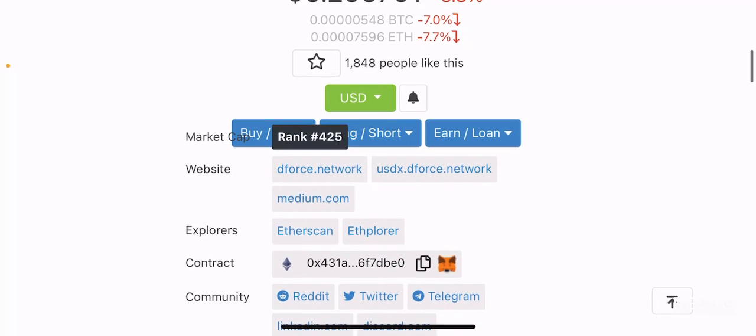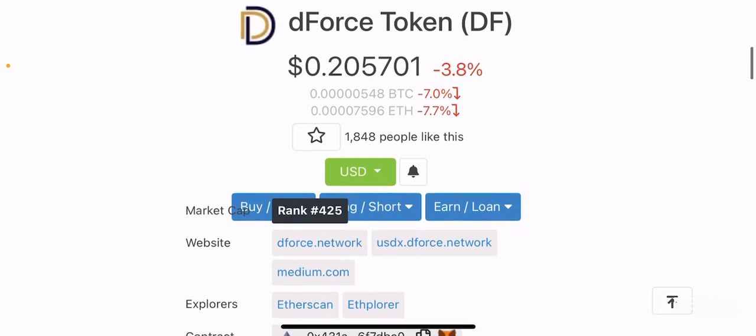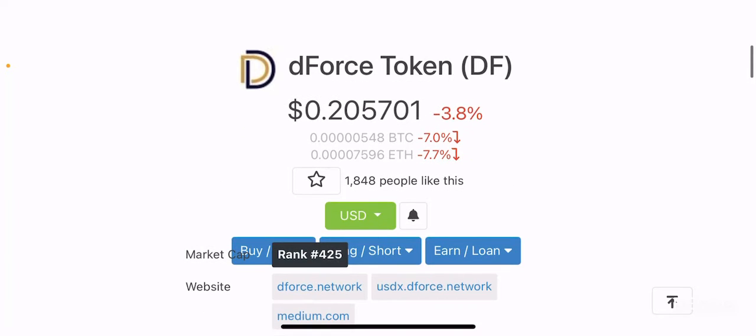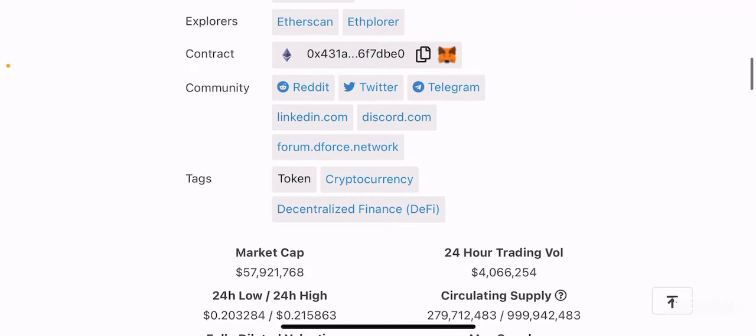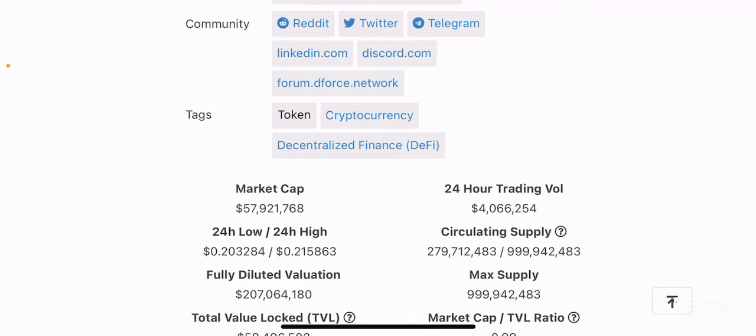So this token is currently ranked 425th by market cap on CoinGecko, and it's currently trading at 20.5 cents per token. And it had a recent dip of about 3.8% in the past 24 hours. If you see the market cap, it's still less than $100 million.